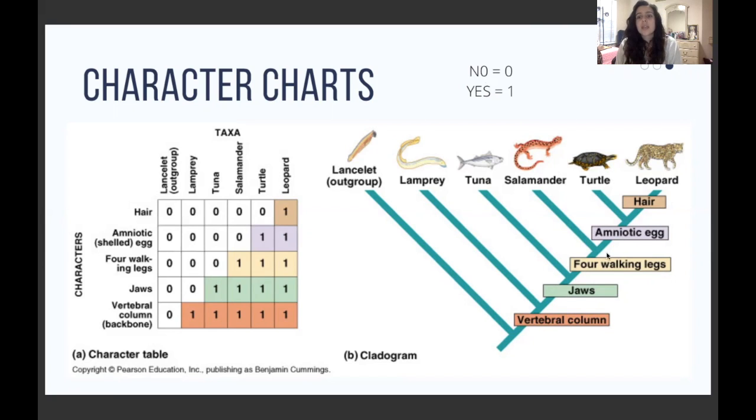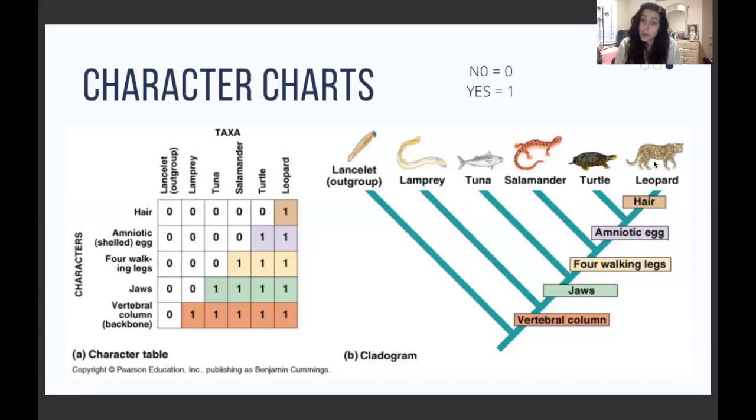Now let's look at, for example, an amniotic egg, okay? So we can see that everything past this point again has an amniotic egg. So a turtle and a leopard have amniotic eggs, okay? So again, when we ask the question, do you have an amniotic egg? They get a yes, AKA they get a 1 and a 1. Cool? The rest of these organisms, on the other hand, do not have an amniotic egg, so they all get zeros, okay? Let's do the last example, 4 walking legs.